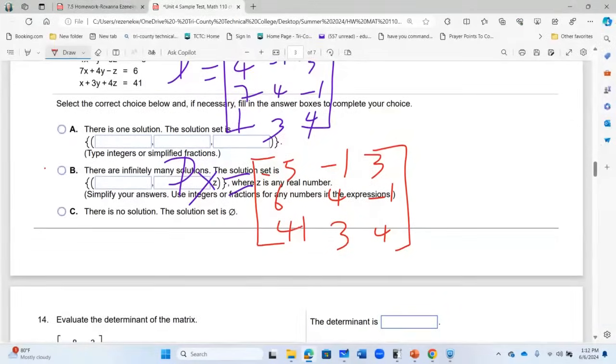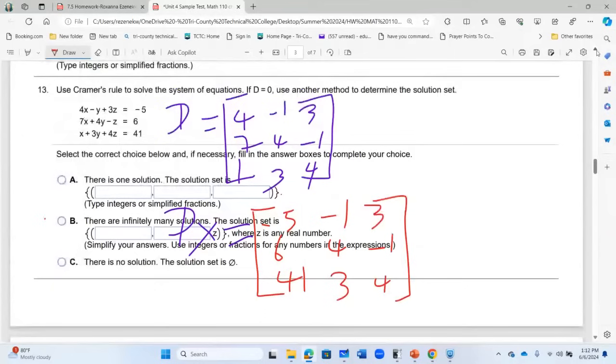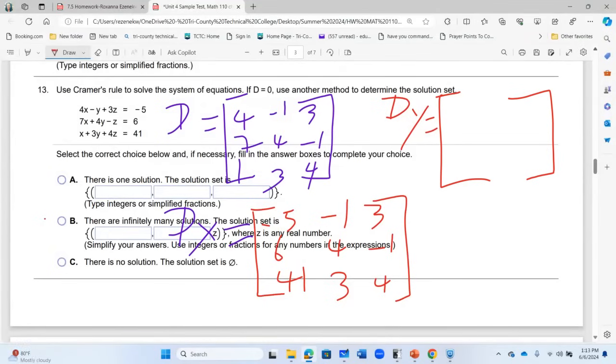Fine, let's find Dy somewhere here so that we don't go too far. So what is Dy? If I'm looking for Dy, wherever I see y, I have to replace it with the constants in the coefficient matrix. So this is Dy, and Dy is also going to be a 3 by 3 matrix. When you finish, you can decide to evaluate the determinant by cofactors or by a calculator, whichever one you decide to do. I want to make sure that when I'm doing Dy, the coefficients of y are replaced by the constants.